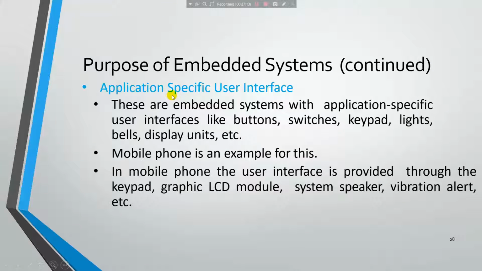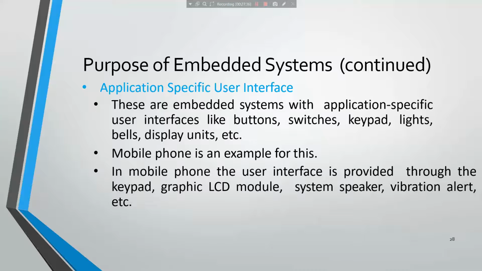Next is the purpose of embedded systems. What is the purpose of embedded systems in an application specific user interface? If I want to give some inputs to the system, I can use a button, a switch, a keypad, some light sensor inputs, bells, displays. So many things can serve as an input to the device.